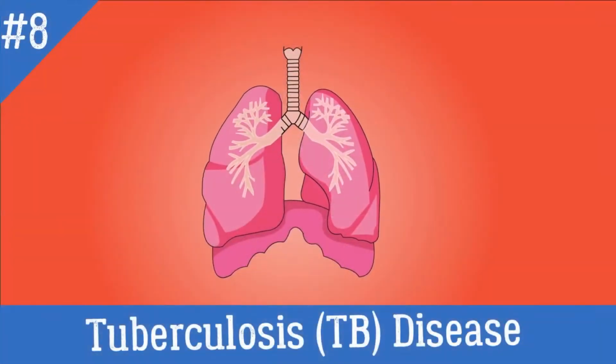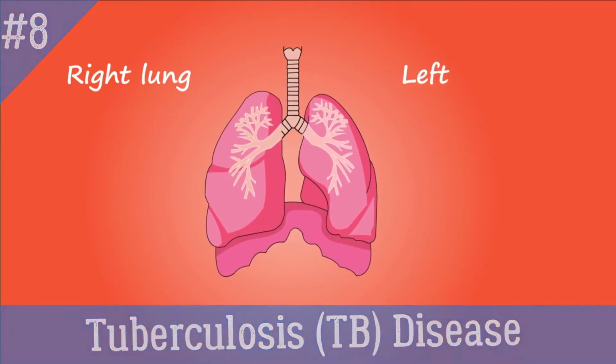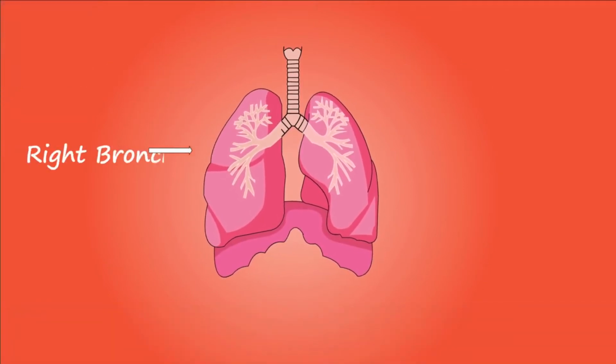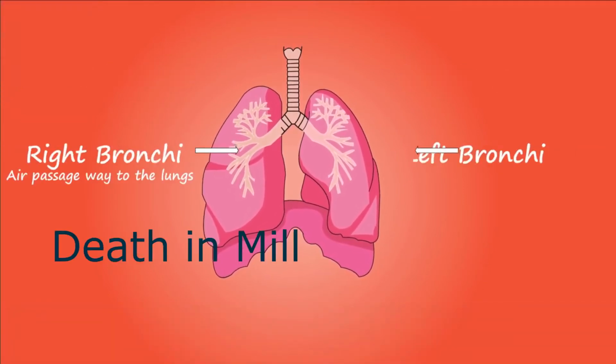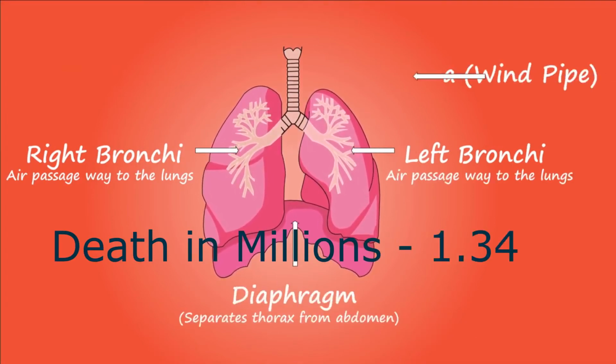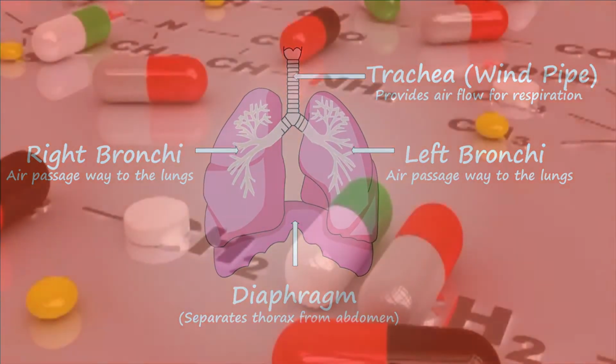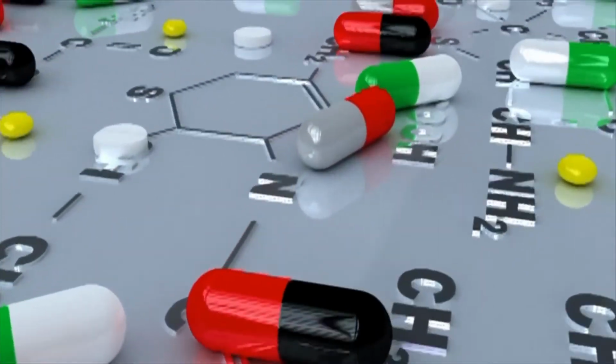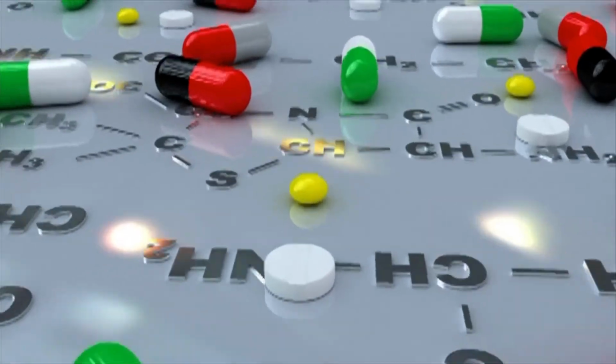Number 8. Tuberculosis. Tuberculosis is a disease caused by bacteria called Mycobacterium tuberculosis. The bacteria usually attack the lungs, but they can also damage other parts of the body. TB spreads through the air when a person with TB of the lungs or throat coughs, sneezes, or talks.